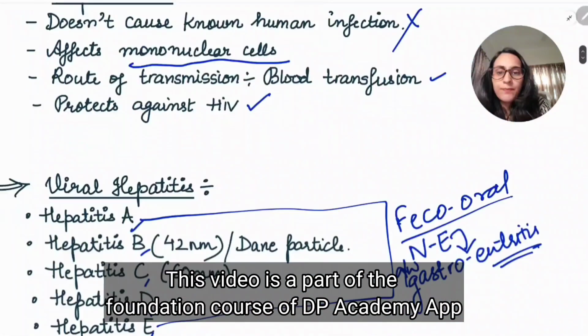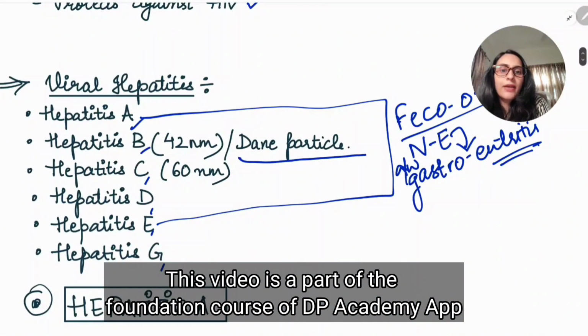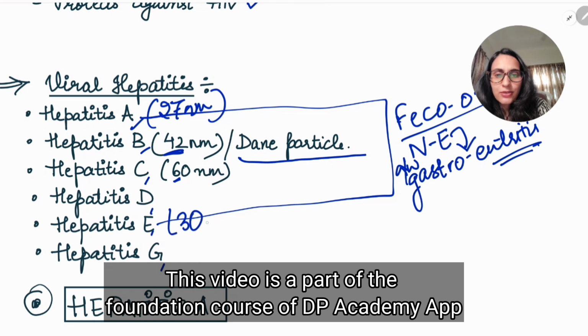So hepatitis B is also known as Dane particle, and it has a size of 42 nanometer. Hepatitis C has a size of 60 nanometer, and A and E, because they are similar, the size is also similar. 27 nanometer is hepatitis A and 30 nanometer is hepatitis E. So both of these are kind of similar.